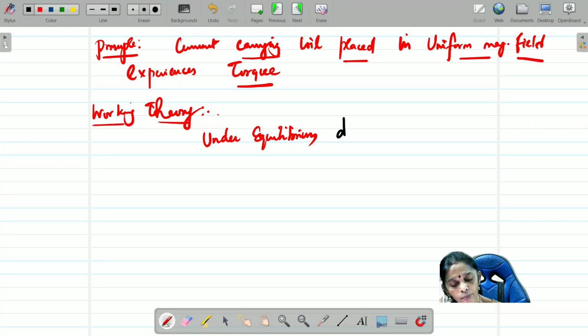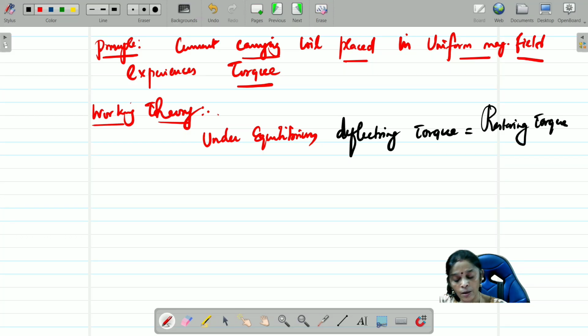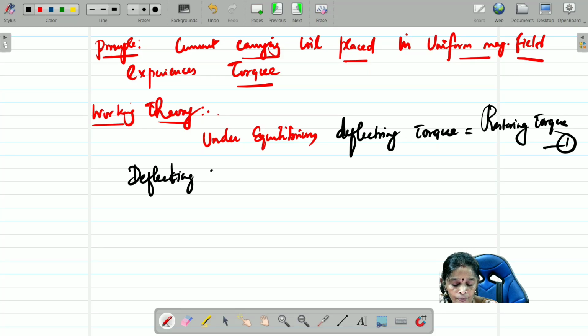Deflecting torque is equal to restoring torque. I have already told you which is providing restoring torque, children: the spring, the coiled spring. Deflecting torque is equal to restoring torque, this is equation number 1. Deflecting torque provided by the radial magnetic field is tau = NIBA sin theta.